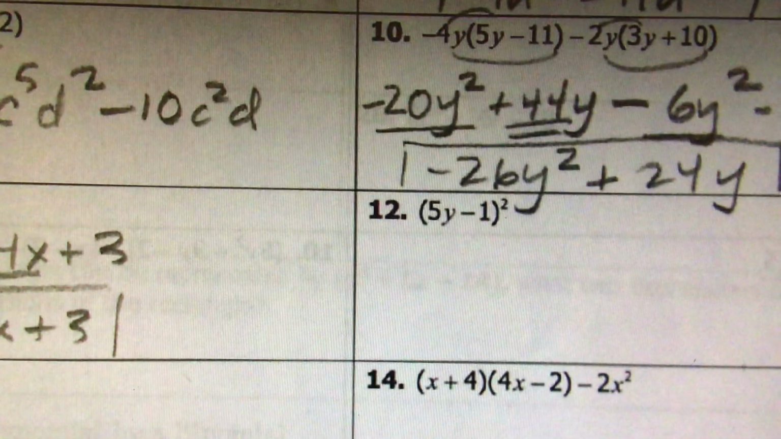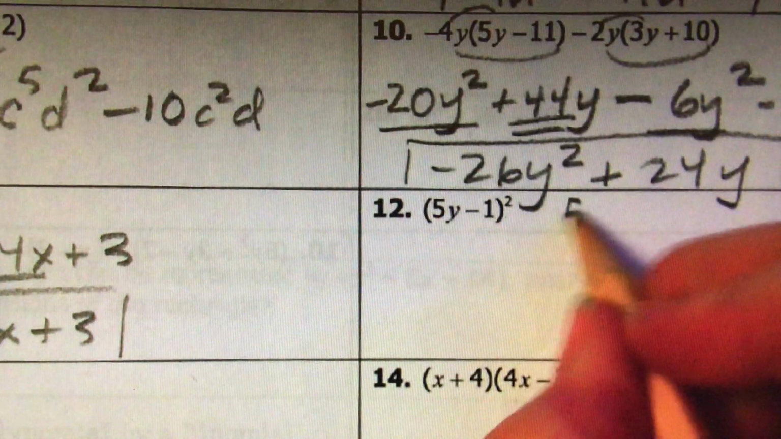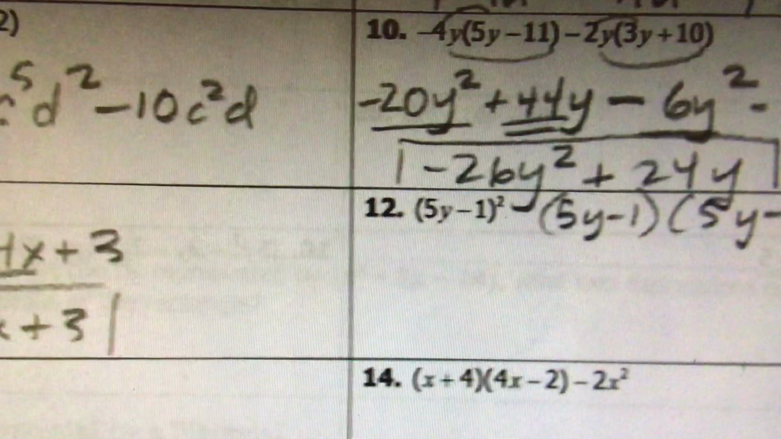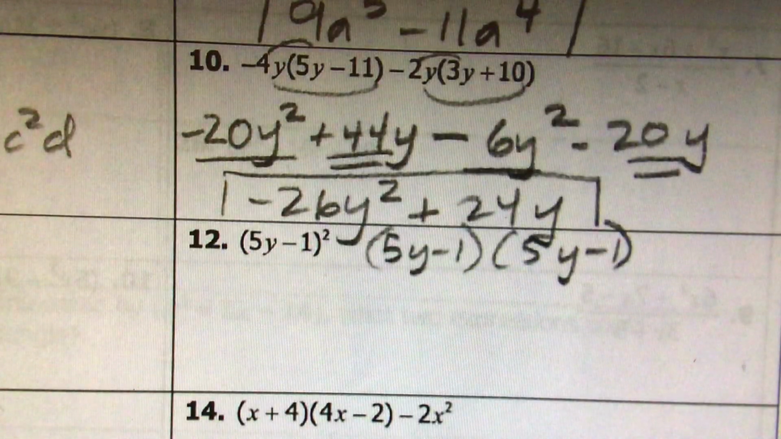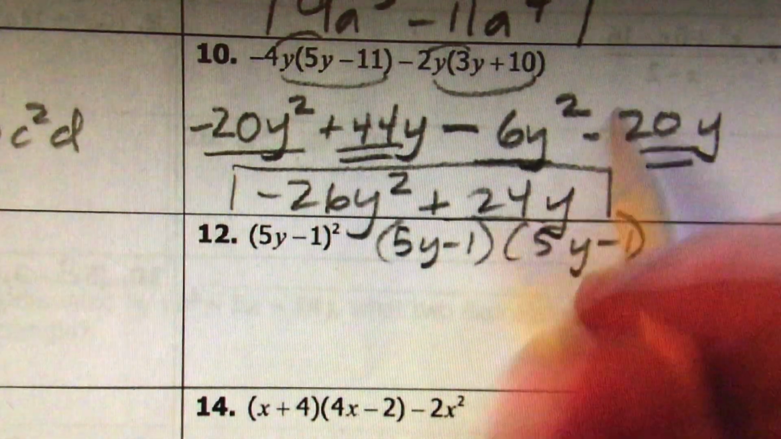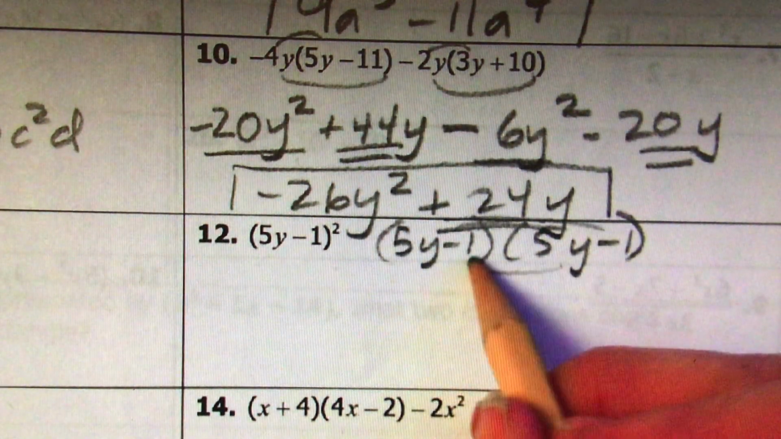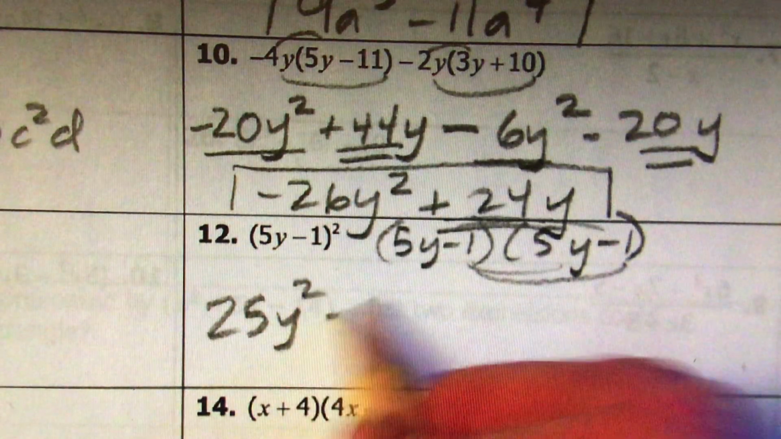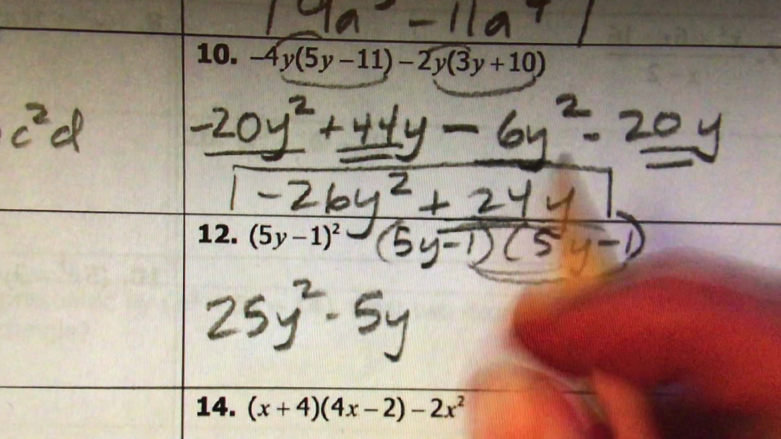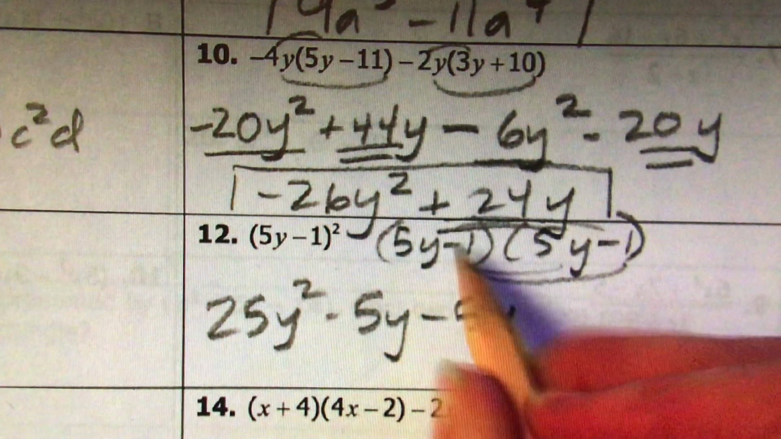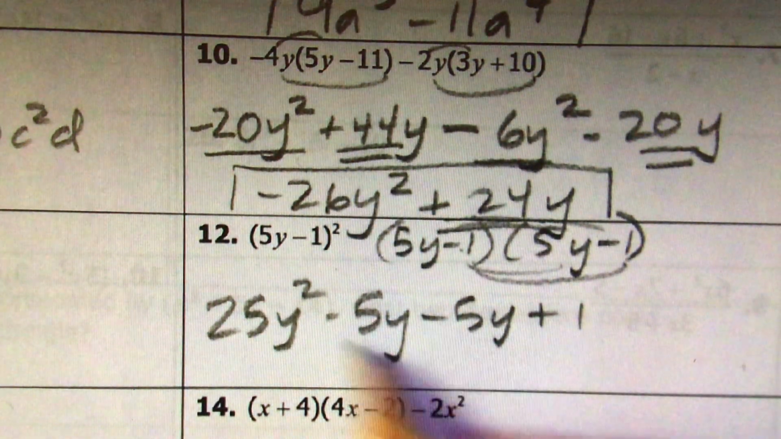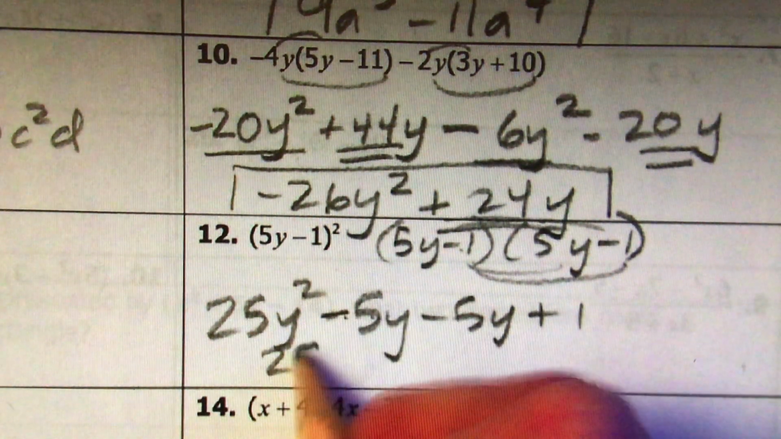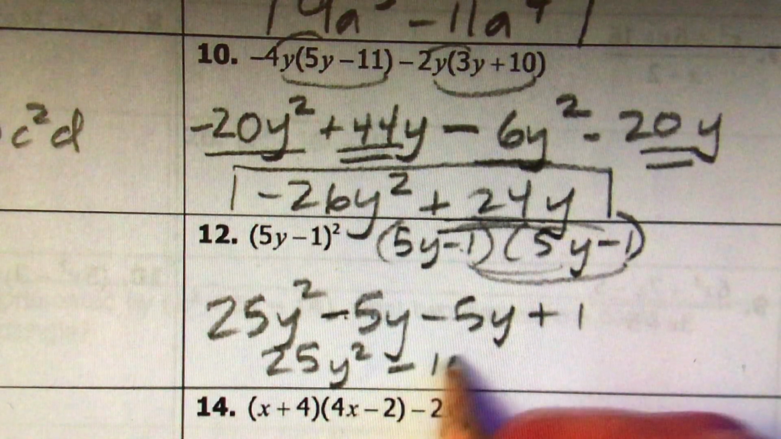Number 12. Looks like I have these two terms. Again, I can go ahead and expand out. And then I can wink. Well, I could FOIL it, actually. Okay, I'm going to FOIL this out now. So I have 25y squared minus 5y minus 5y plus 1. These do not cancel each other out, so don't get ahead of yourself. This becomes negative 10y plus 1.